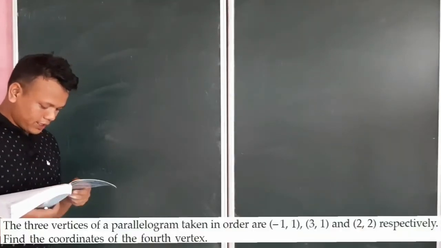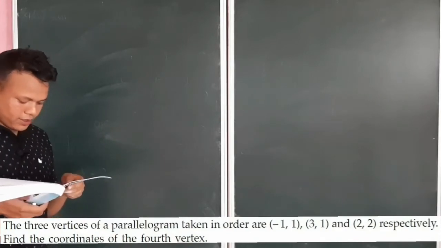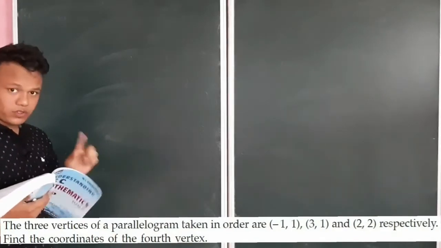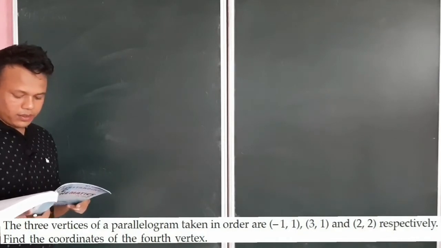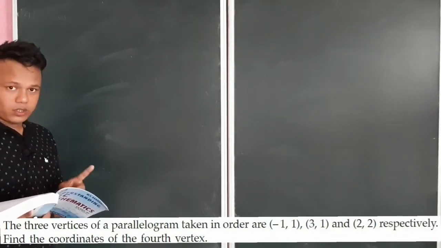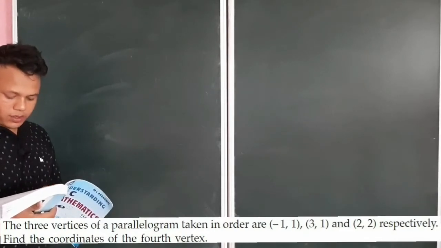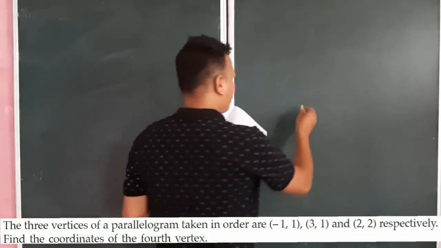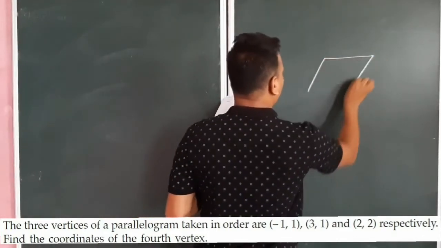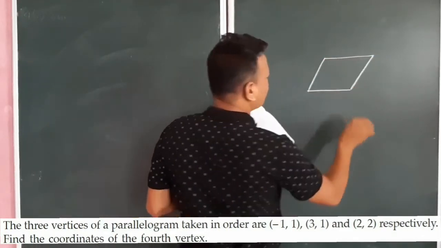Okay, let us see the 7th question. The question says the three vertices of a parallelogram taken in order are minus 1, 1, 3, 1 and 2, 2. Let me quickly draw the parallelogram here. So there's a parallelogram, with three vertices taken in order.